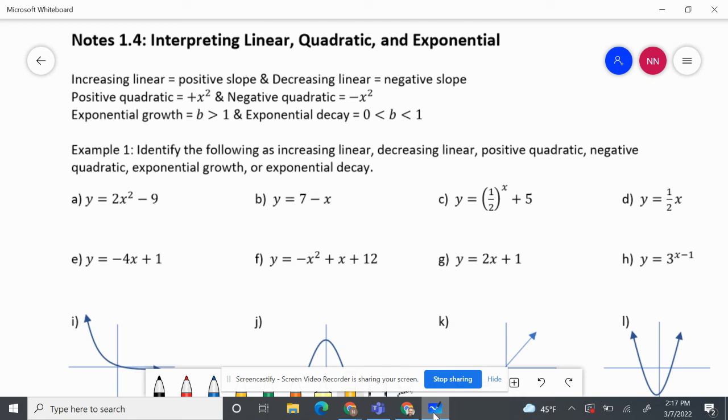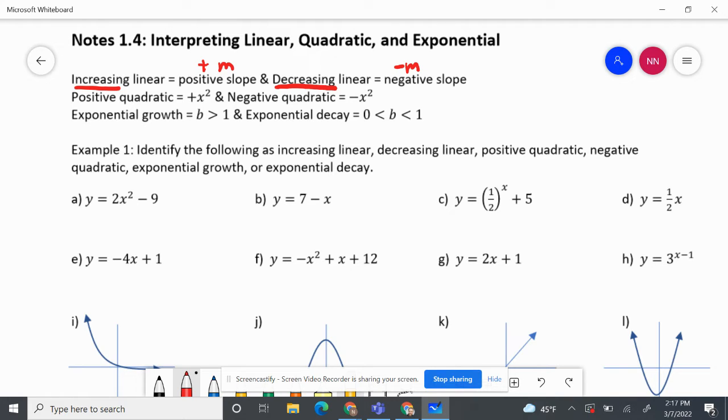What we're going to do today is interpret linear, quadratic, or exponential. First thing that we're going to do is we're going to look at our linear. Either it's an increasing linear, and that's if the slope is positive, or it's a decreasing linear, that's if our slope is negative.